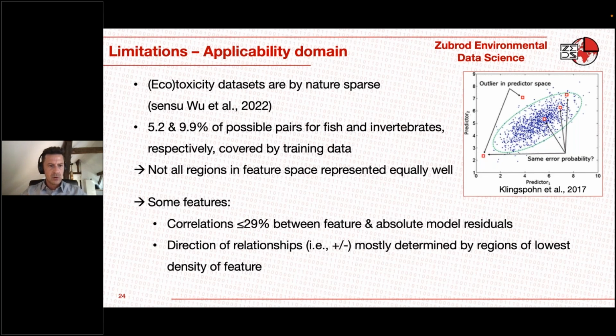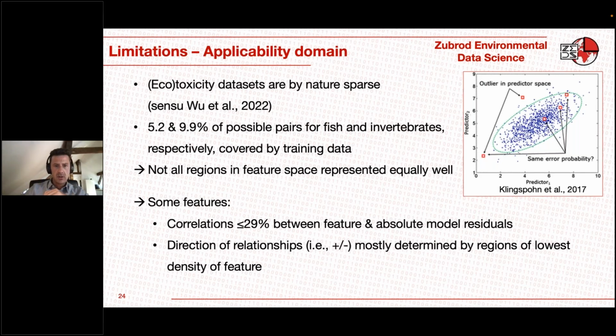And to go a bit deeper, for some features, independent variables, we found relatively high correlations between the actual feature values and the absolute model residuals. And the direction of these relationships was mostly determined by the regions of lowest density of that feature. That means if we have a feature combination that is not well covered by our training data, it is relatively likely that the prediction we make on that is not very reliable.